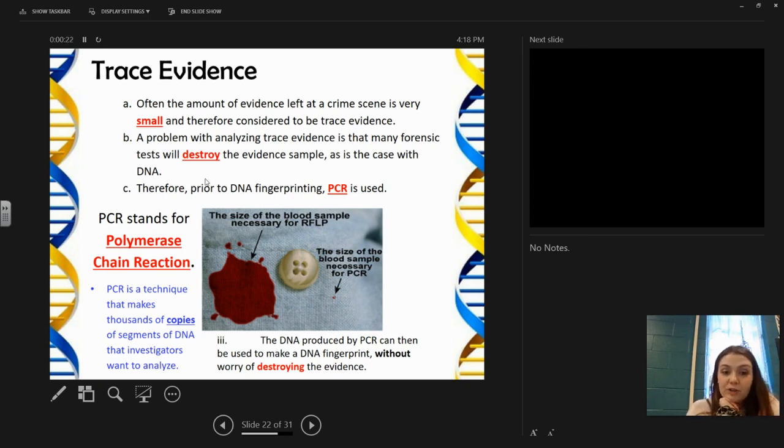So trace evidence. Often the amount of evidence left at a crime scene is very small. Therefore it is considered trace evidence. That's what trace evidence means. It means it's small. A problem with analyzing trace evidence is that many forensic tests will destroy the evidence sample, as in the case with DNA. So a lot of the tests that we run on it, you would be out of it.